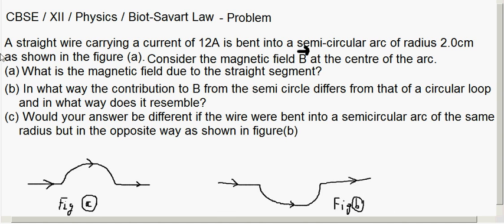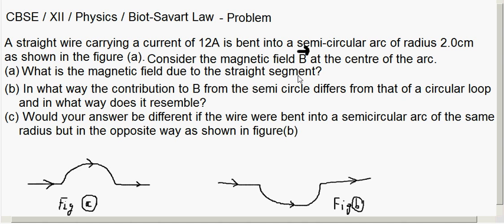Now what is the question? A straight wire carrying a current of 12 amp is bent into a semicircular arc of radius 2 cm as shown in the figure. Now the radius of this semicircular arc is 2 cm. Consider the magnetic field be at the center of the arc. You need to find out the magnetic field at the center of the arc. First question is, what is the magnetic field due to the straight segment?